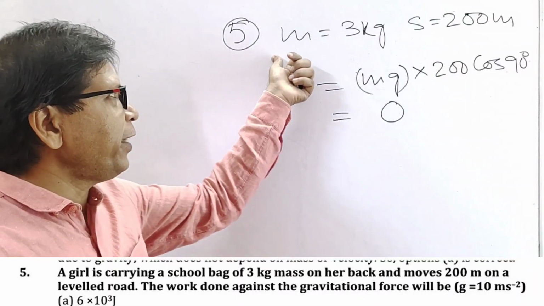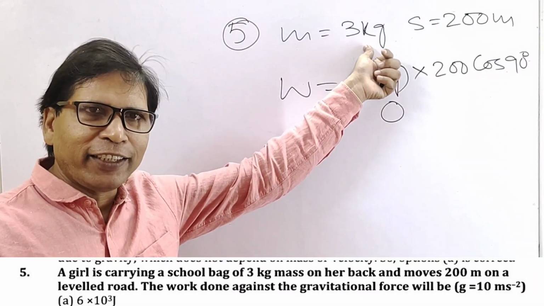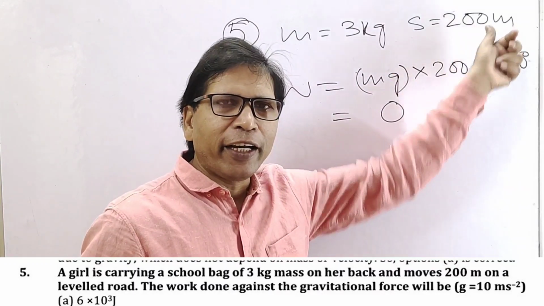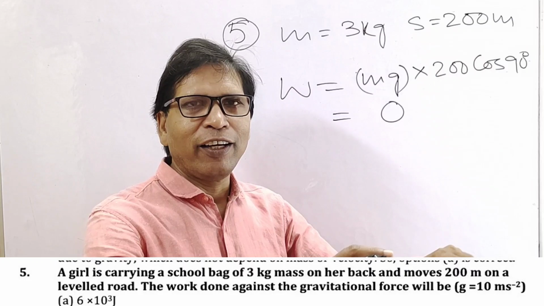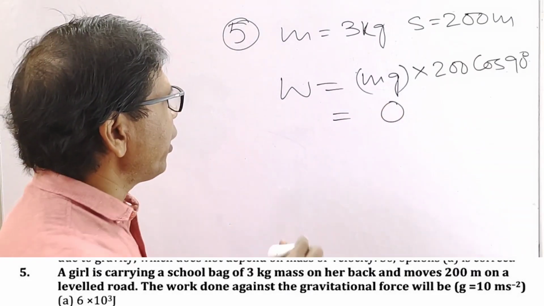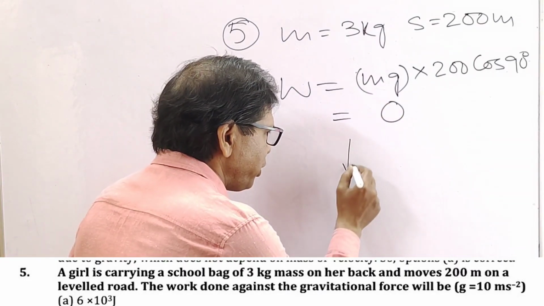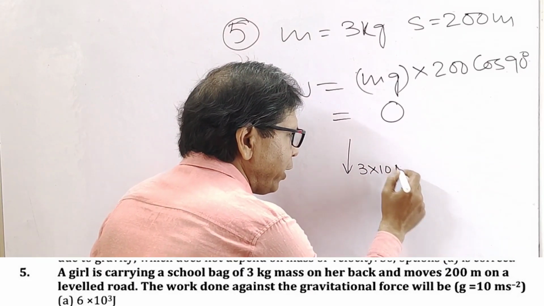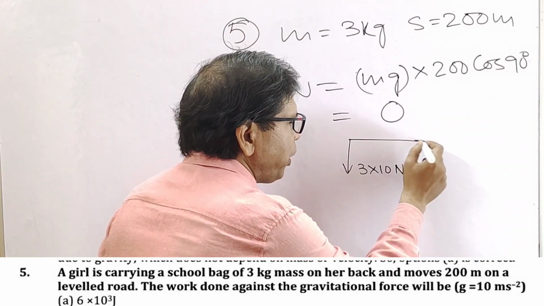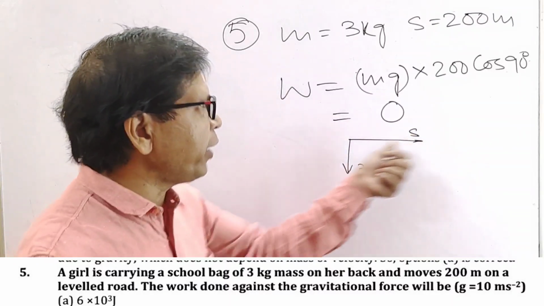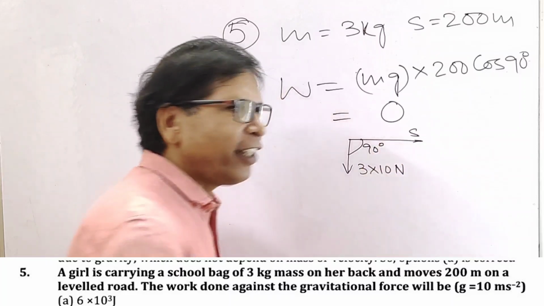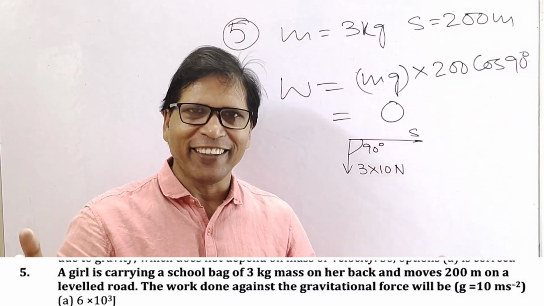Next. A girl carrying a school bag of mass 3 kg moves 200 meters on a level road. Now what will be the work done? Look at this. Here mg, m into 10, acts vertically downward and displacement is 200 meters on the horizontal surface. So this angle is 90 degrees. Therefore work done is 0.